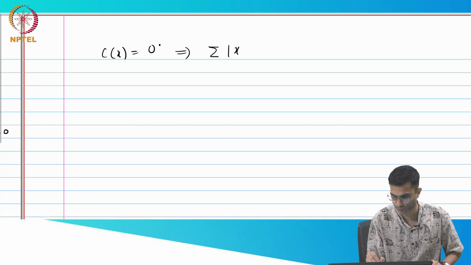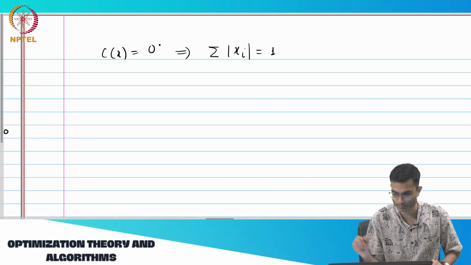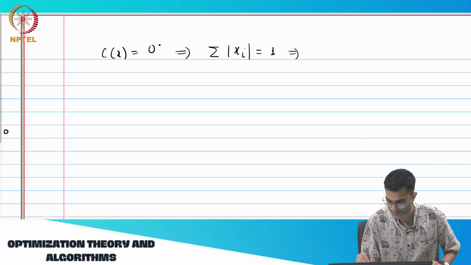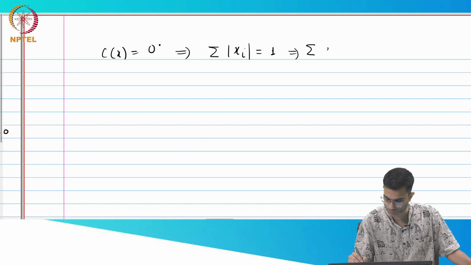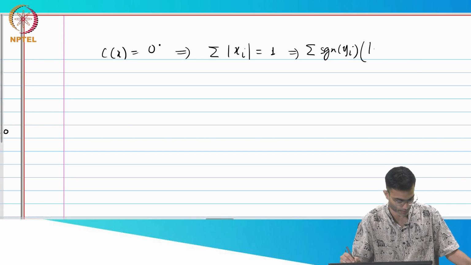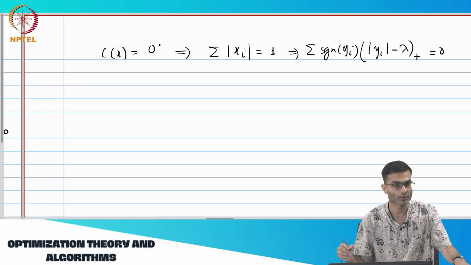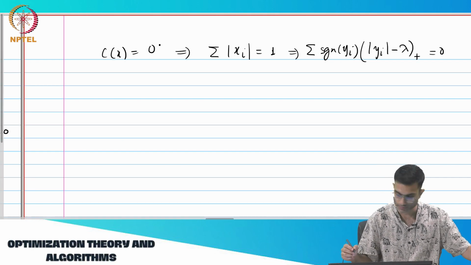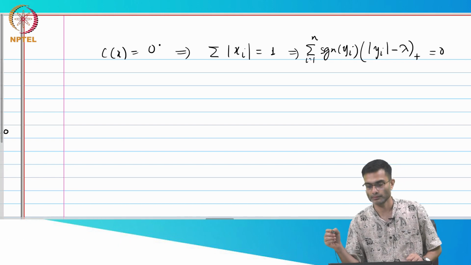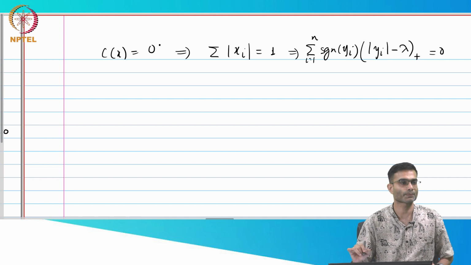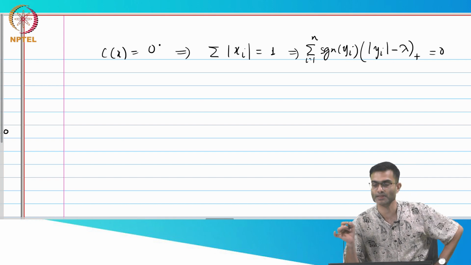implies that mod of xi should sum to 1, which implies that I have to substitute what was in the previous expression, right? So signum yi and yi minus lambda plus, this should sum to 0, right? I is equal to 1 to n. In principle, does this look like an expression that I can solve?